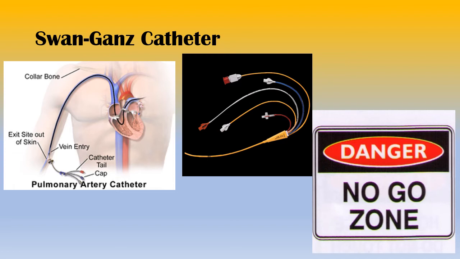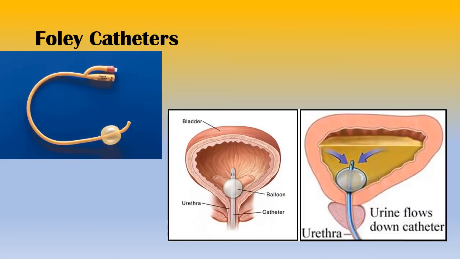So if you see some funny looking yellow thing with a bunch of lines and transducers coming out of it, just walk away. Tell the doctor, tell the nurse, hey, is that a Swan catheter? Because if it is, I can't take it. Very complicated device. Foley catheters, fairly simple.